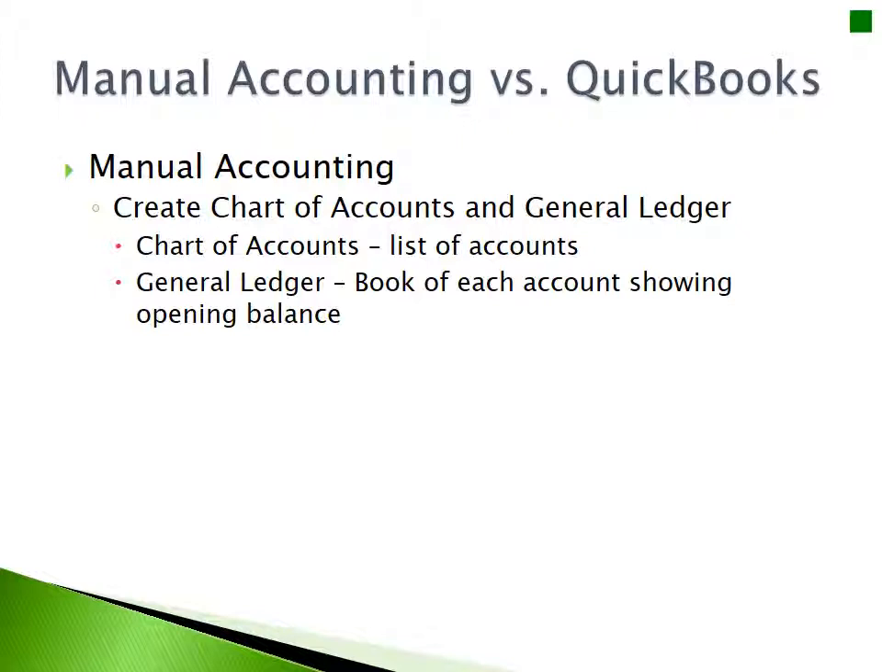In a manual accounting system, a company's records are set up by creating the chart of accounts and the general ledger. The chart of accounts is the list of accounts: assets, liabilities, equity, revenue, and expenses. The general ledger is the book of each account with the beginning balance for each account. Subsidiary ledgers may also be created.